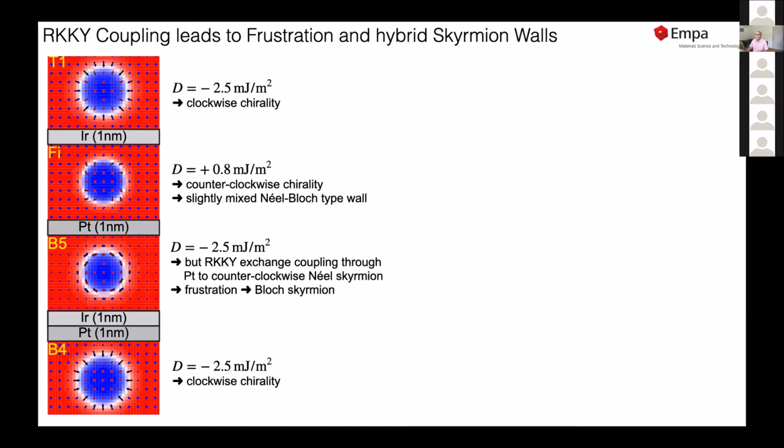Now let's look at some details. What is very, very interesting is that in the ferrimagnet, we actually attributed, we didn't measure, we attributed in the simulation a DMI of 0 plus 0.8 millijoules per square meter.